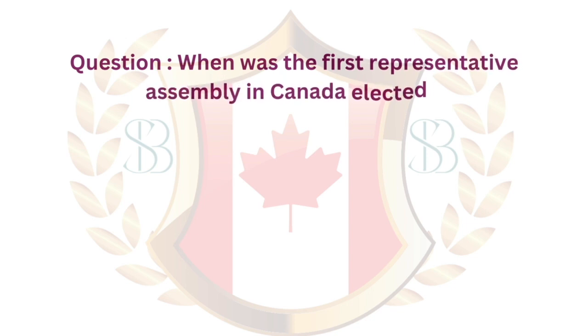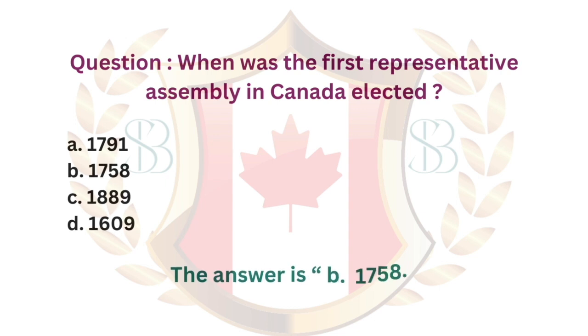Question. When was the first Representative Assembly in Canada elected? A. 1791. B. 1758. C. 1889. D. 1609. The answer is B. 1758.